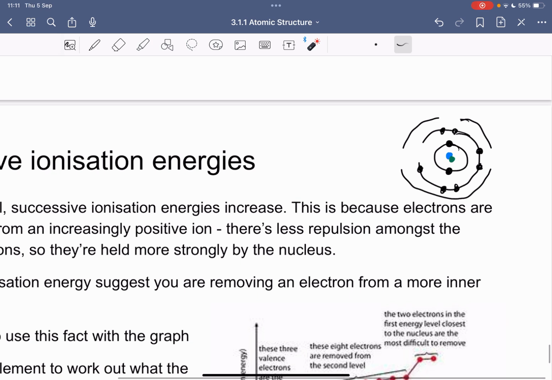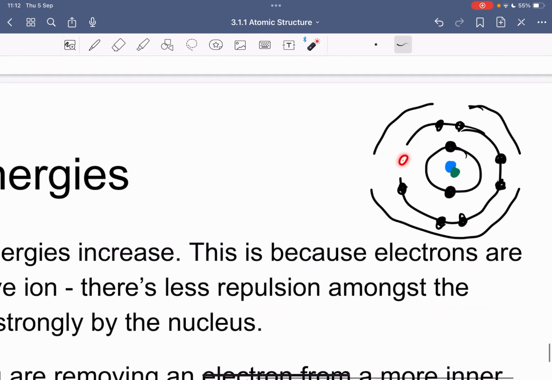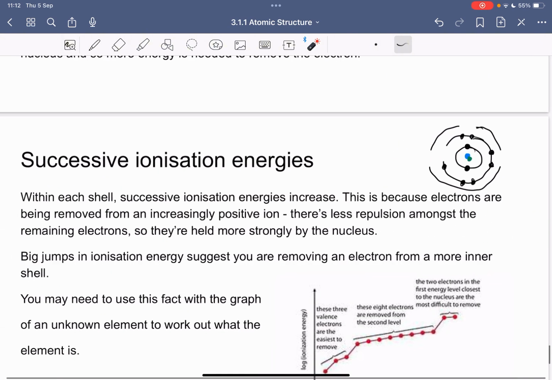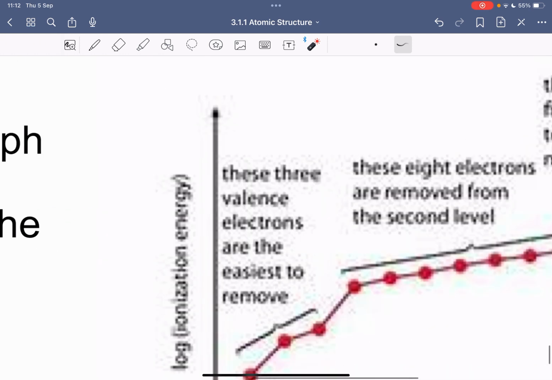Also, the distance between the electrons here and the nucleus is less, so the atomic radius is smaller. So the attraction is stronger. These factors increase the ionization energy by a large amount. So here you can see there's a big jump.